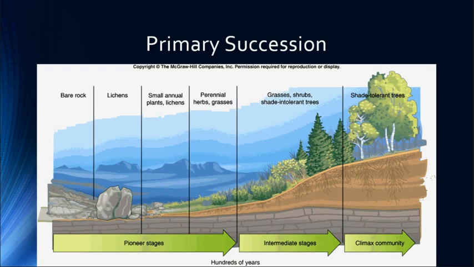The first thing that you're going to get in there, lichens will start growing on the rocks. They'll start breaking down the rocks. Then you get small annual plants. Then you get some perennial herbs and grasses. This is like a meadow. Then you're going to move into your grasses and shrubs, and so you get your shrublands. Then you can move into your shade intolerant trees. These are trees that need full sun to grow, and so they're usually smaller. A lot of evergreens actually are this, but it doesn't have to be.